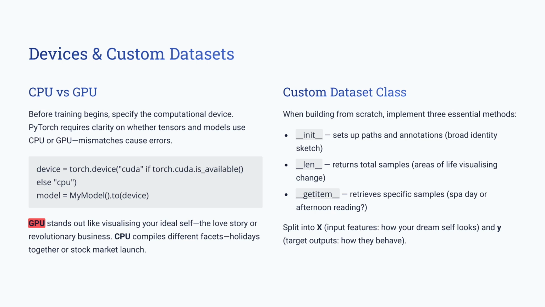When constructing a dataset from scratch, the dataset class must implement three essential methods. Init sets up file paths and annotations. We start with a broad sketch of our identity.